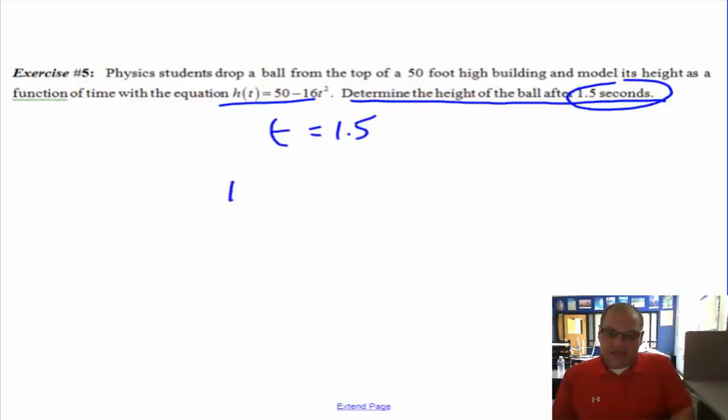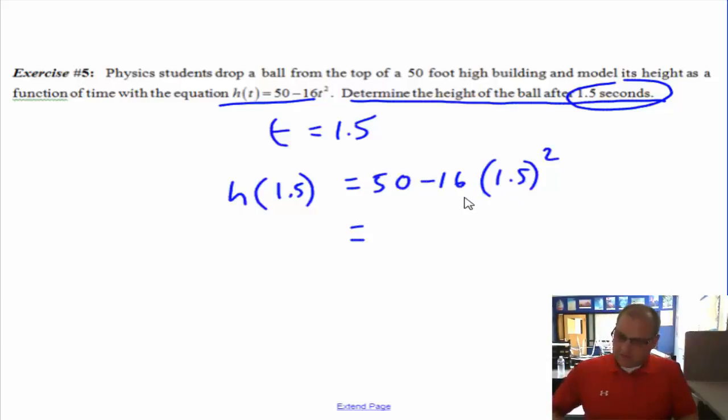So therefore, I'm going to do h of 1.5, and I'm going to do 50 minus 16 times 1.5 squared. And just put that in your calculator, which I already did to save time on the video for you, and it comes out to be 14 feet.